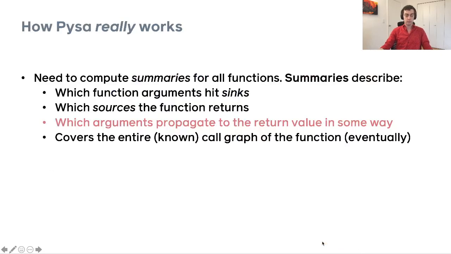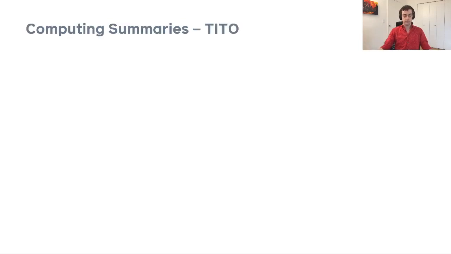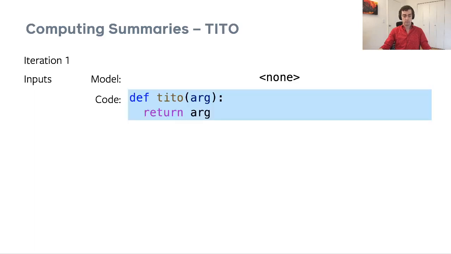One of the things I left out when I was saying that this is how Pysa works is that our summaries need to do more than just figure out whether a function returns a source or hits a sink. We need to understand how arguments propagate from the input to the function to the return value in some way. So we call this TITO, or taint in, taint out functions. We don't need any models as explicit input to detect these functions. You can write models to help Pysa in cases where it can't figure it out on its own, but we're not going to talk about that in this presentation.